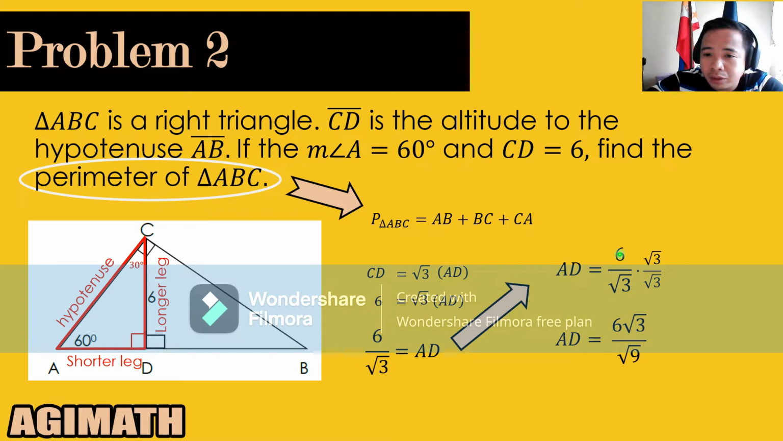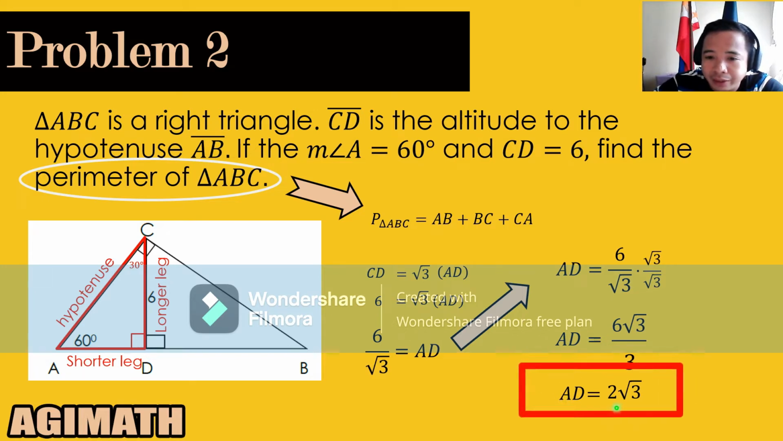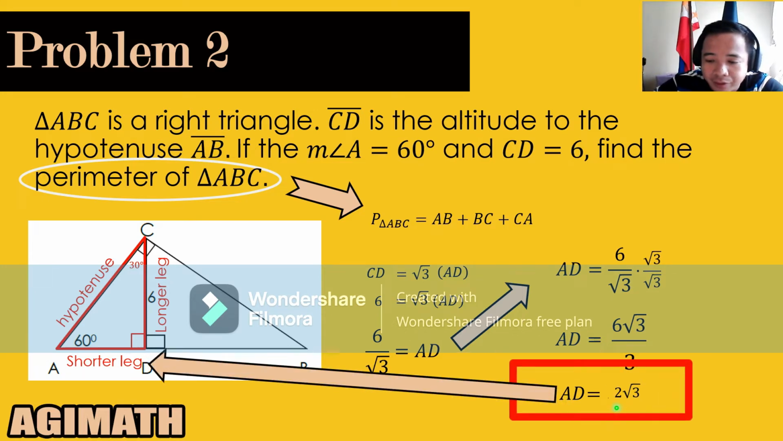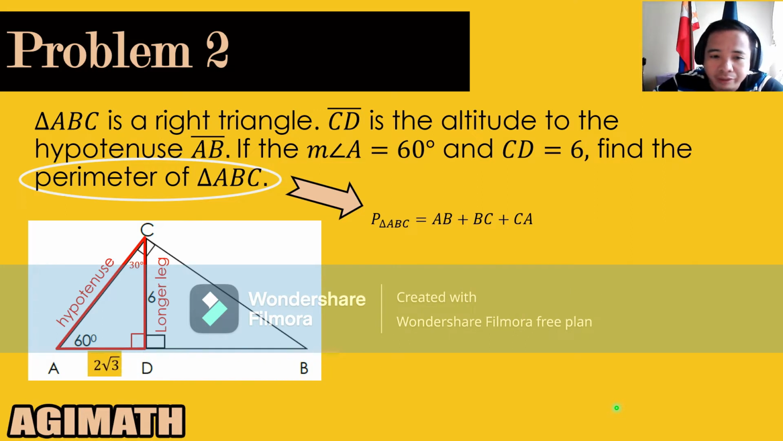6 times square root of 3 is 6 square root of 3. Square root of 3 times square root of 3 is square root of 9. But we know that square root of 9 is equal to 3. And 6 divided by 3 is equal to 2. Therefore, AD is equal to 2 square root of 3. That's it. So we have the length of the shorter leg equal to 2 square root of 3.